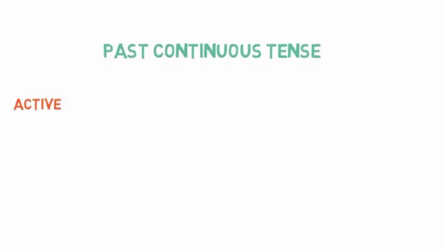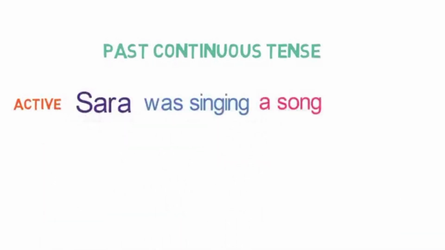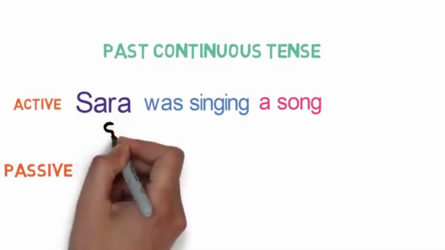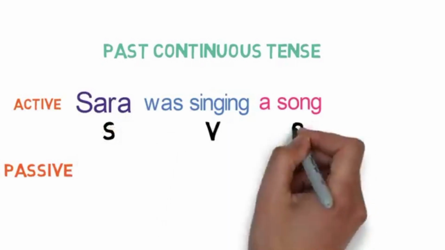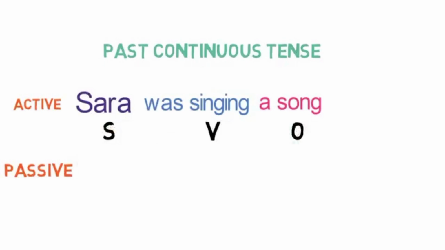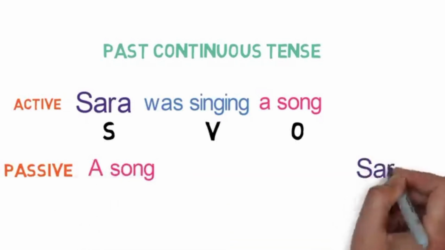Now let's see an example of past continuous tense. Active sentence: Sarah was singing a song. In the passive sentence, firstly let's get the SVO, that is subject, verb and object. So here Sarah is the subject, singing is the verb, and a song is the object. Now let's swap the position of subject and object. So here it will be a song, and at this position it will be Sarah.